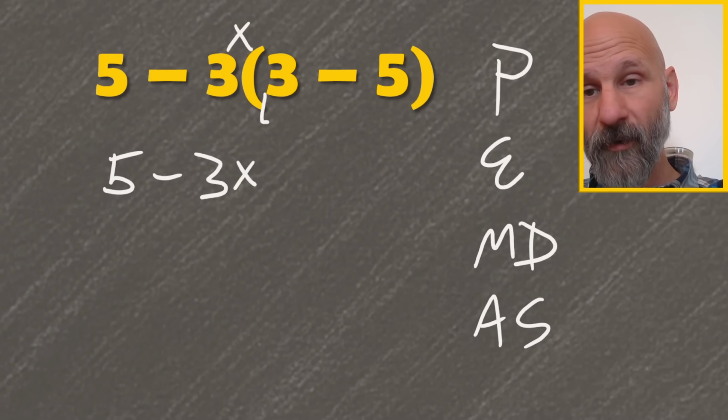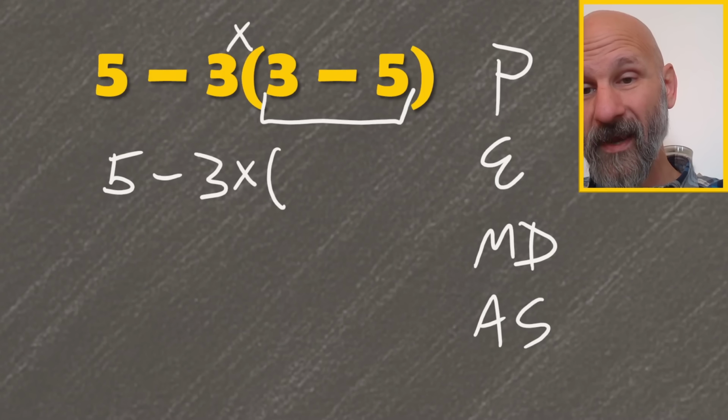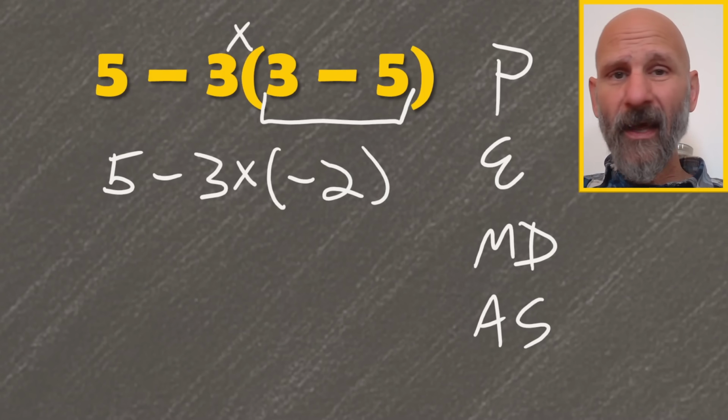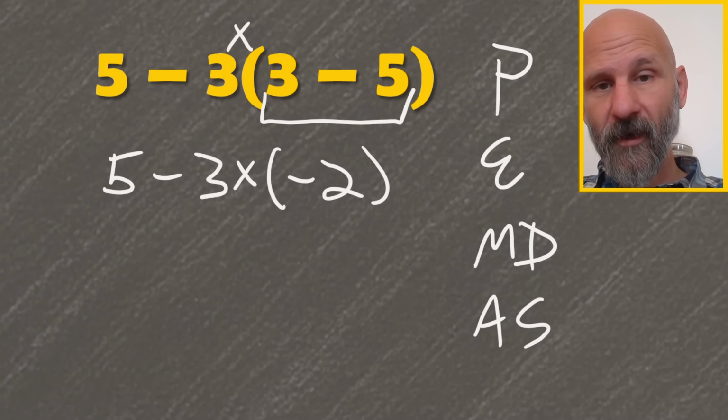And then now we're going to do our parentheses. That's a 3 minus 5 makes negative 2. And if you want, you can think money. You got $3. You got to get rid of 5. You got to pay off 5. You're still going to owe $2. Okay, so parentheses are done.